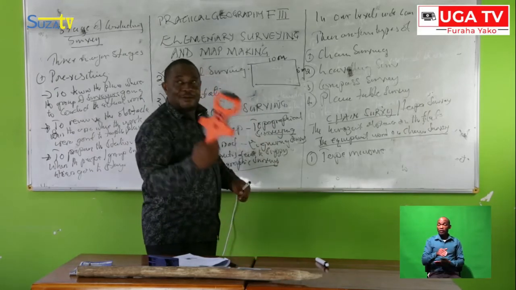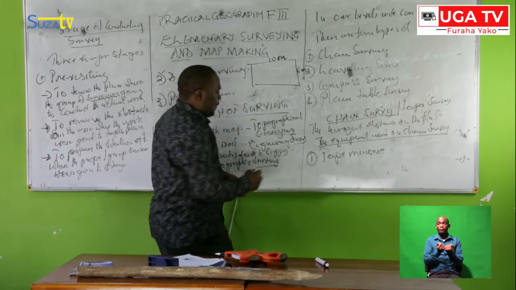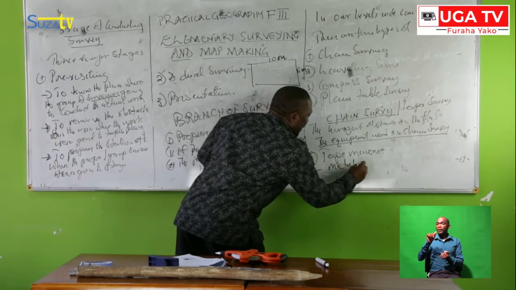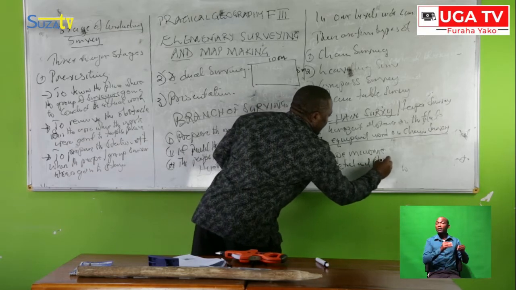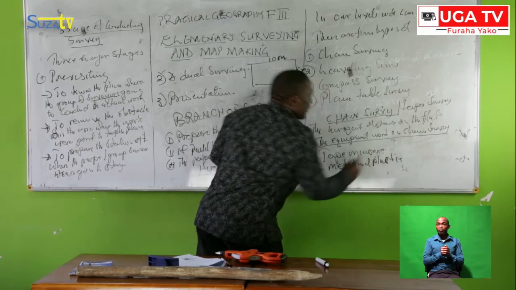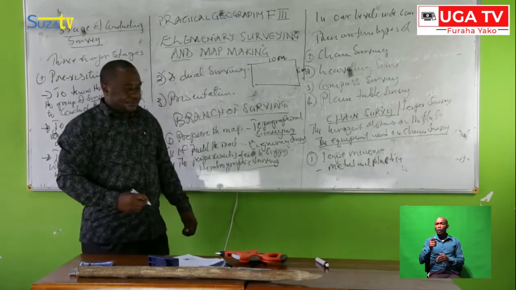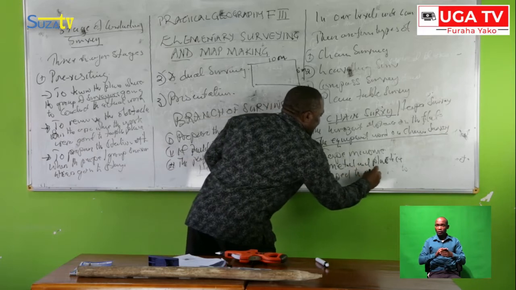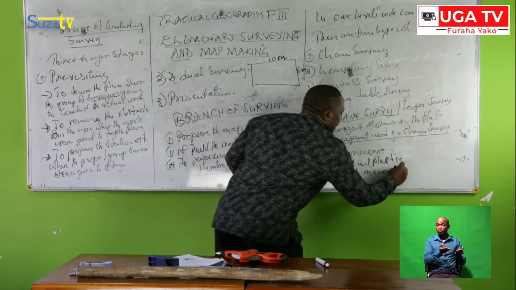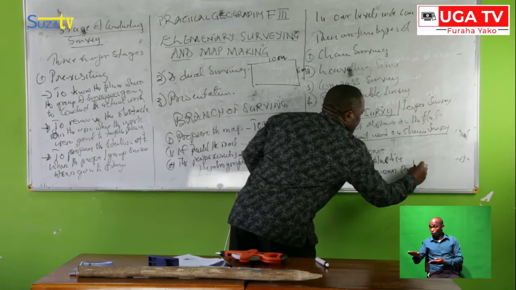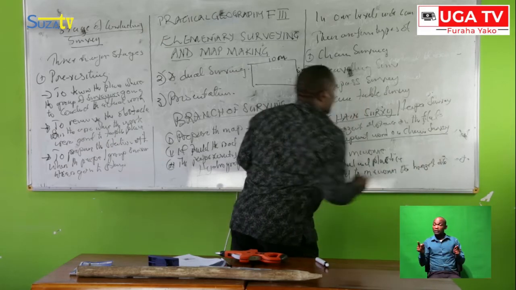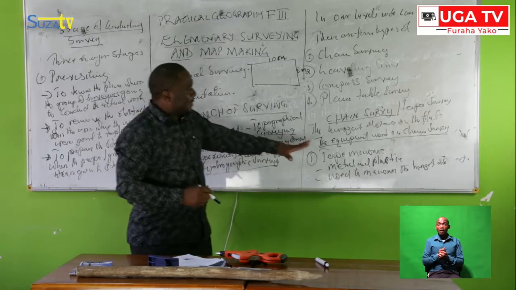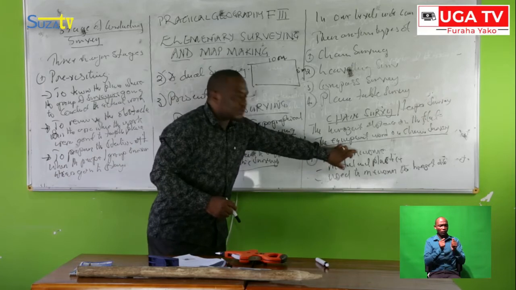First, this is a tape measure. It's made up of metal and plastic. What are the uses? This is used to measure the horizontal distance. That is the uses. We can say the very important thing is to know the instrument first.